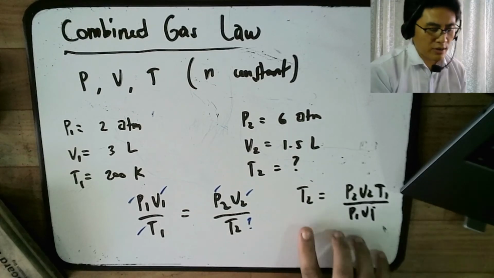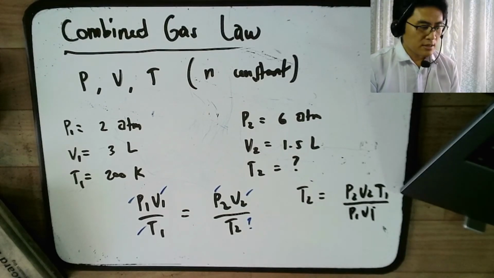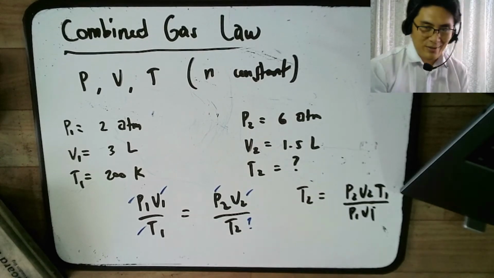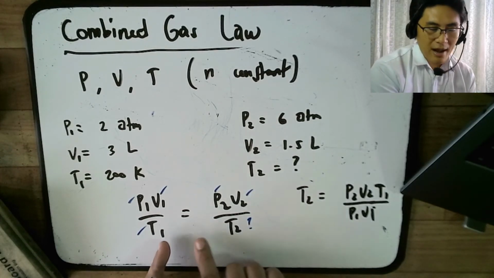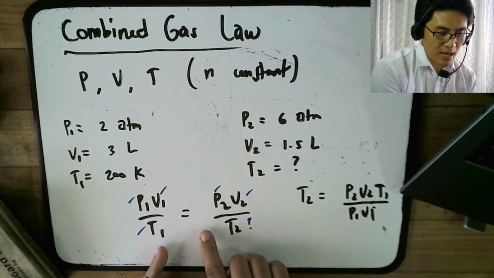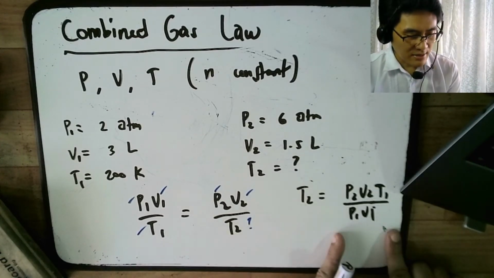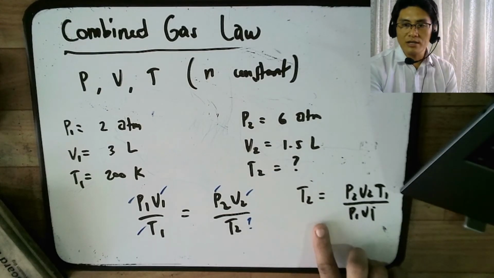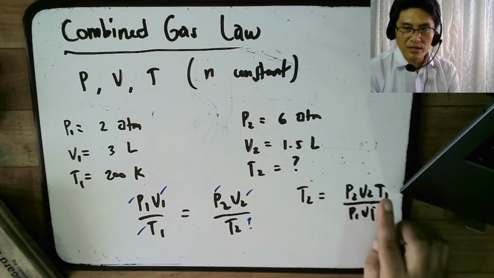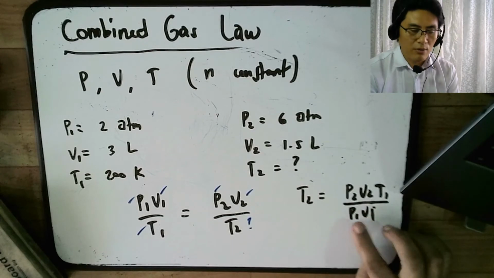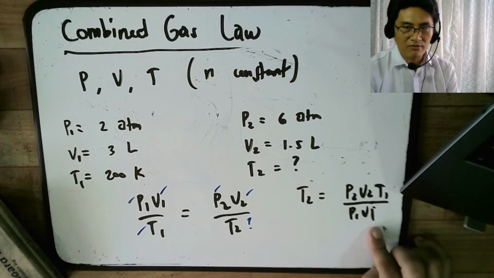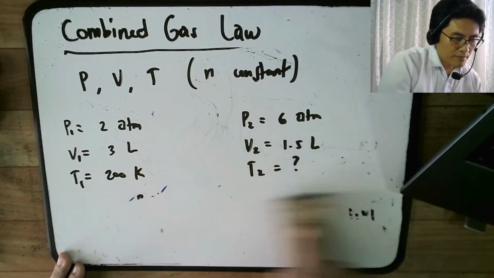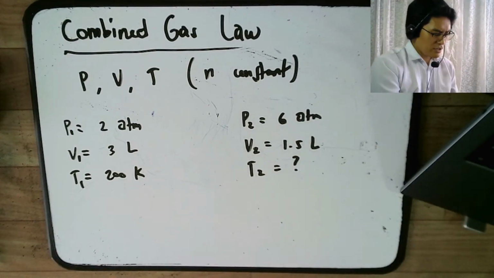And again, I hope you can piece one and one together so that it becomes two, so you can track how this becomes like that. Okay, let me double check if I made any mistake. Nope, that's the correct formula. So T2 is equal to P2V2 times T1 divided by P1V1. Okay, so let us erase that and do the calculation.